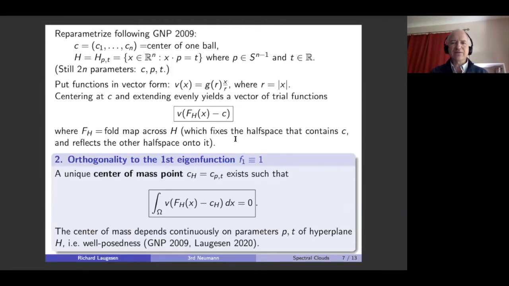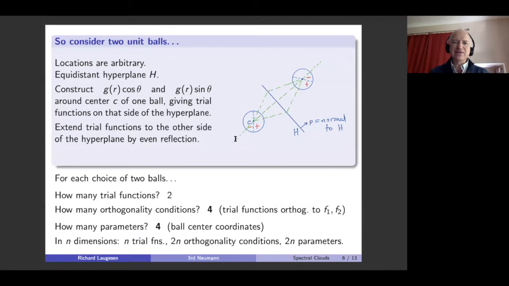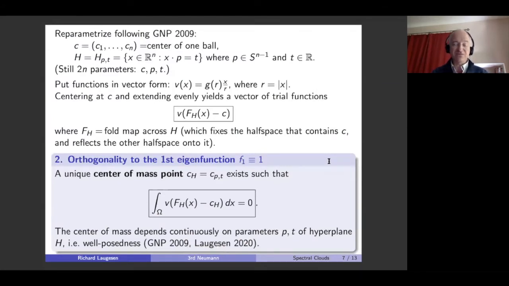So if we go back to the previous page and look at the picture, the fold map is leaving our lower left side of the hyperplane alone, and on the upper right side of the hyperplane, it's just folding it over, reflecting it over onto the lower side of the hyperplane. So this gives us a trial function, or vector of trial functions, that is even with respect to the hyperplane, even with respect to reflection. Okay, so we should think of C as our origin, if you like, for the trial functions. And again, the components of that vector field are giving us the individual trial functions.